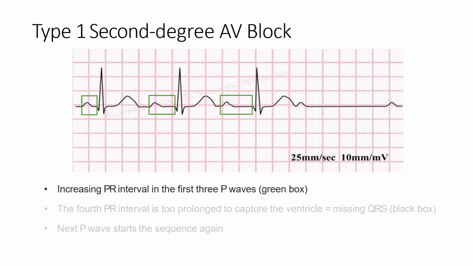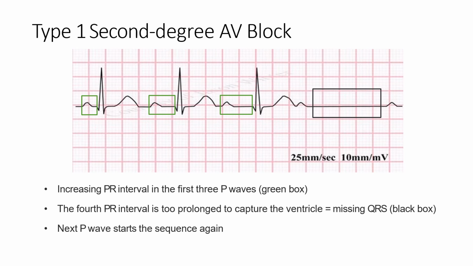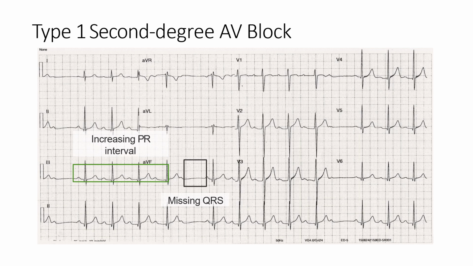So here you can see that the PR interval is progressively increasing, and then there is a P wave not followed by a QRS. Again there will be a P wave and this will repeat. There is an increasing PR interval in the first three P waves. The fourth PR interval is too prolonged to capture the ventricle, so the QRS is missing. So here you can see PQRS again, increase, then no beat. Normal, increase. So this is type 1 of the second degree heart block.